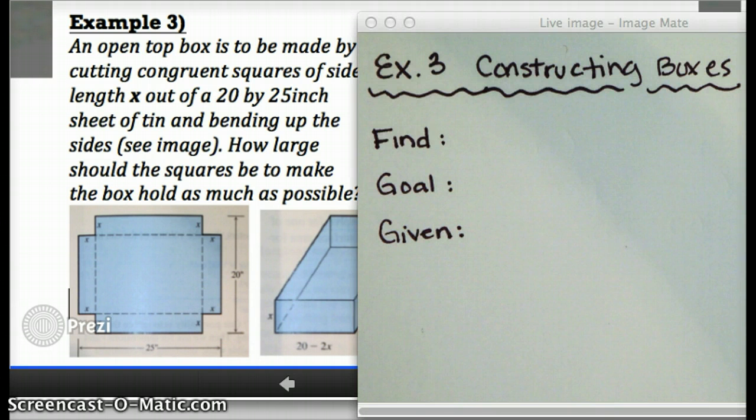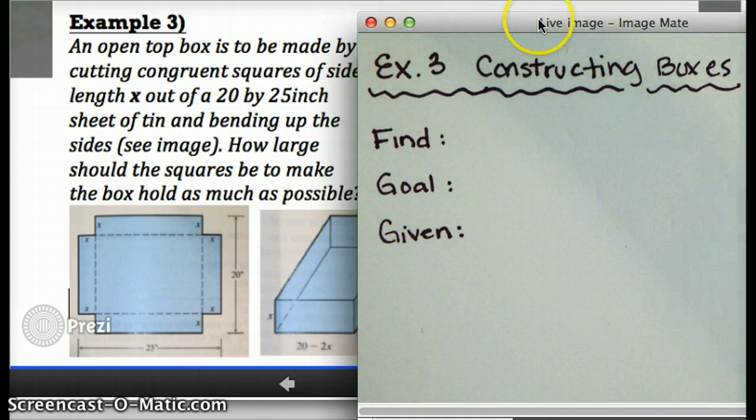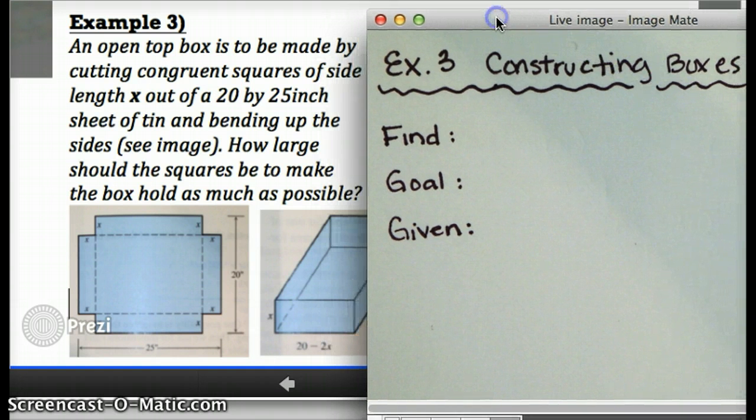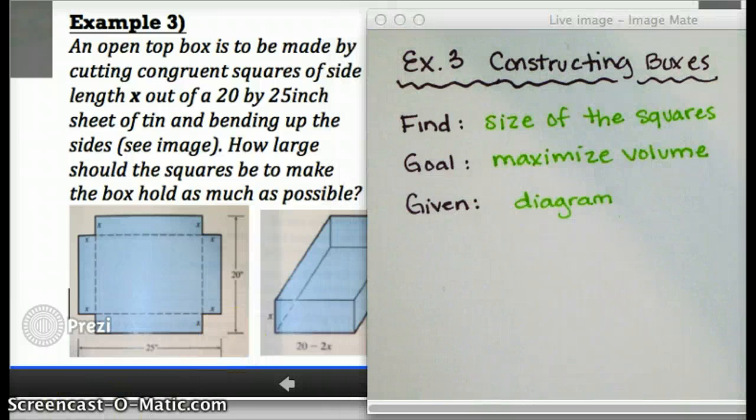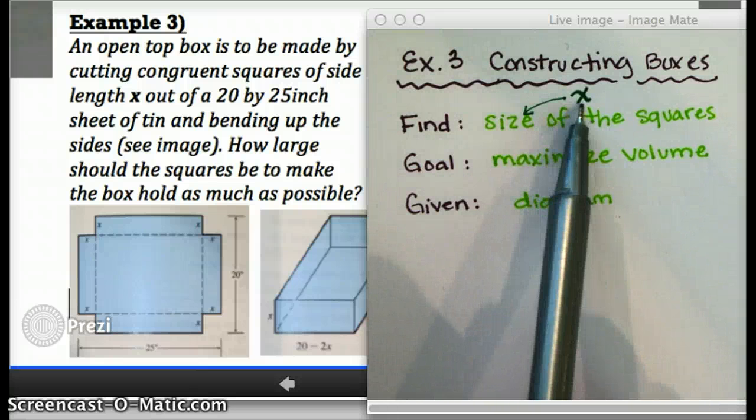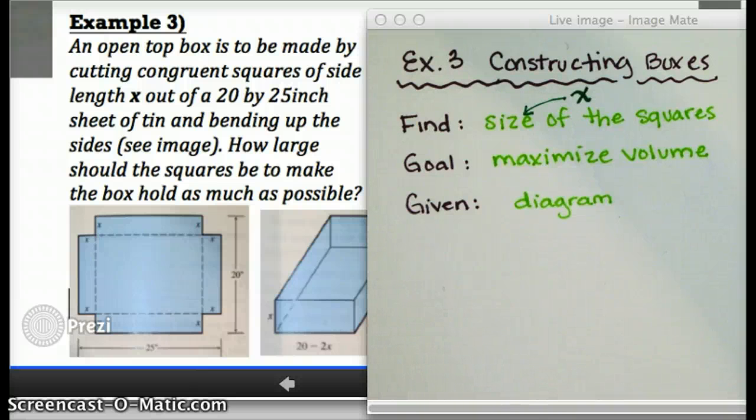We'll set up the problem like we did in yesterday's video. Start with what we're trying to find, what the goal is here, and see if you can articulate what we're given. Right, we're trying to find the size of the squares, which if you think about it, is really X. This amount X right here is what controls how big the squares are in the corner. At the same time, we're trying to maximize the volume of this box. And we're given these two diagrams to help us understand how the numbers are all related to each other. So how do I start setting up this problem?